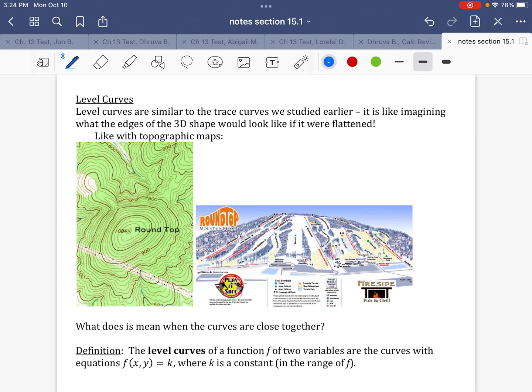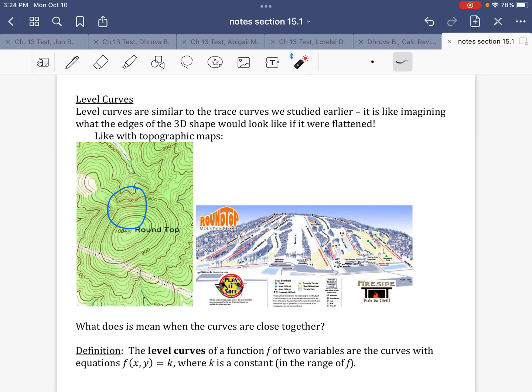And so one kind of interesting thing, this is Round Top Mountain. I don't know if you guys have ever been skiing. This is a topographical map of Round Top Mountain. Something kind of cool to notice here, you have to imagine that if somebody took this mountain and pushed it down flat, but still wanted to know how steep it used to be in all the different areas. So if you were trying to make a ski resort here, well, look right here.